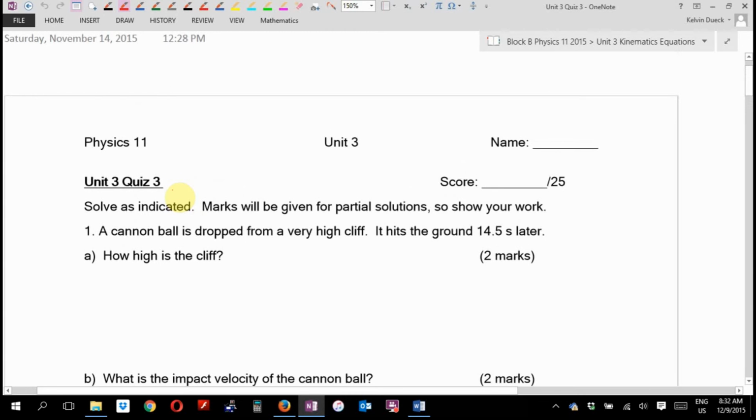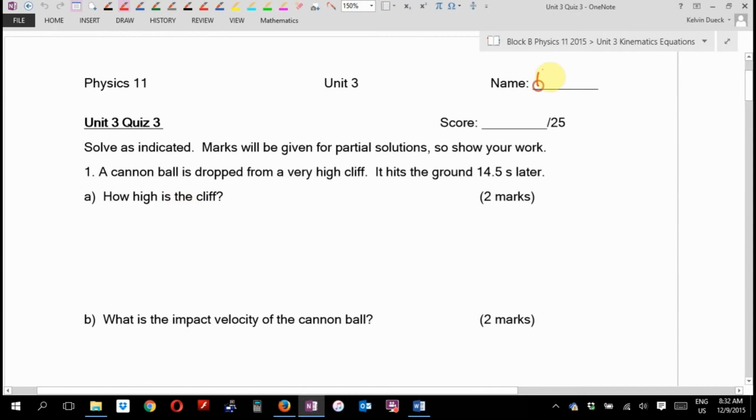Says solve as indicated. Oh, we'll do my favorite student, good old Anne. Is my screen still frozen? You're going, what the heck is going on? There we go.